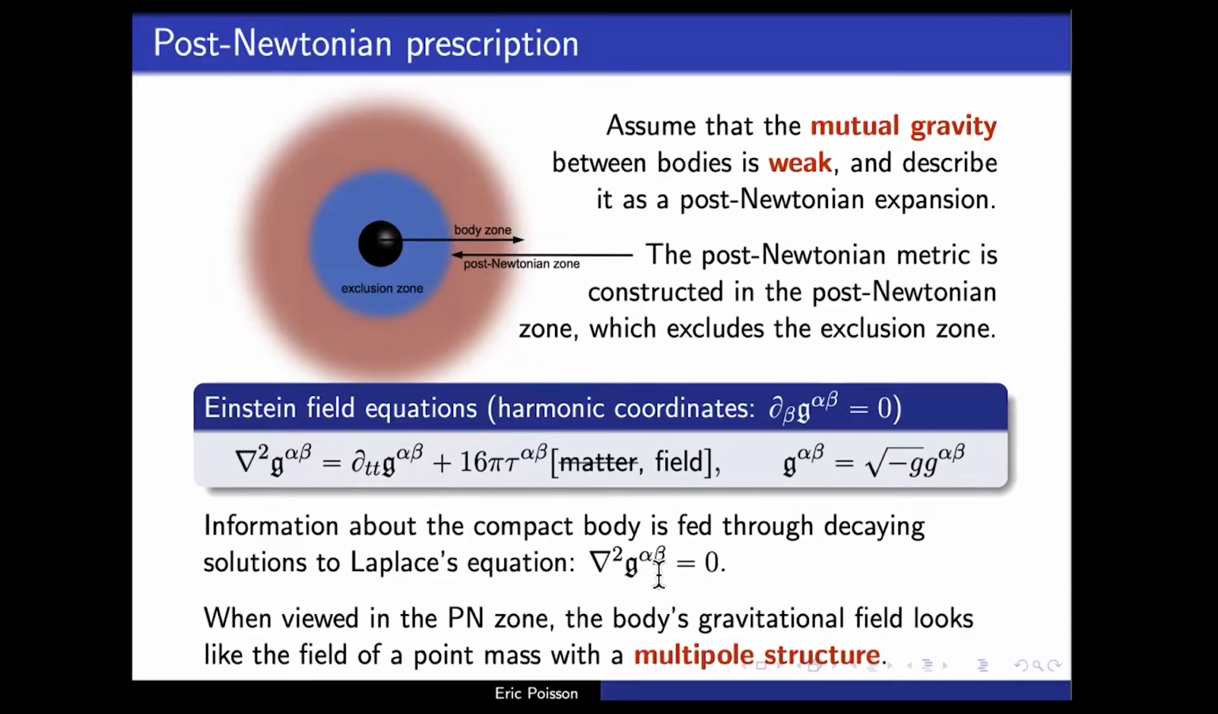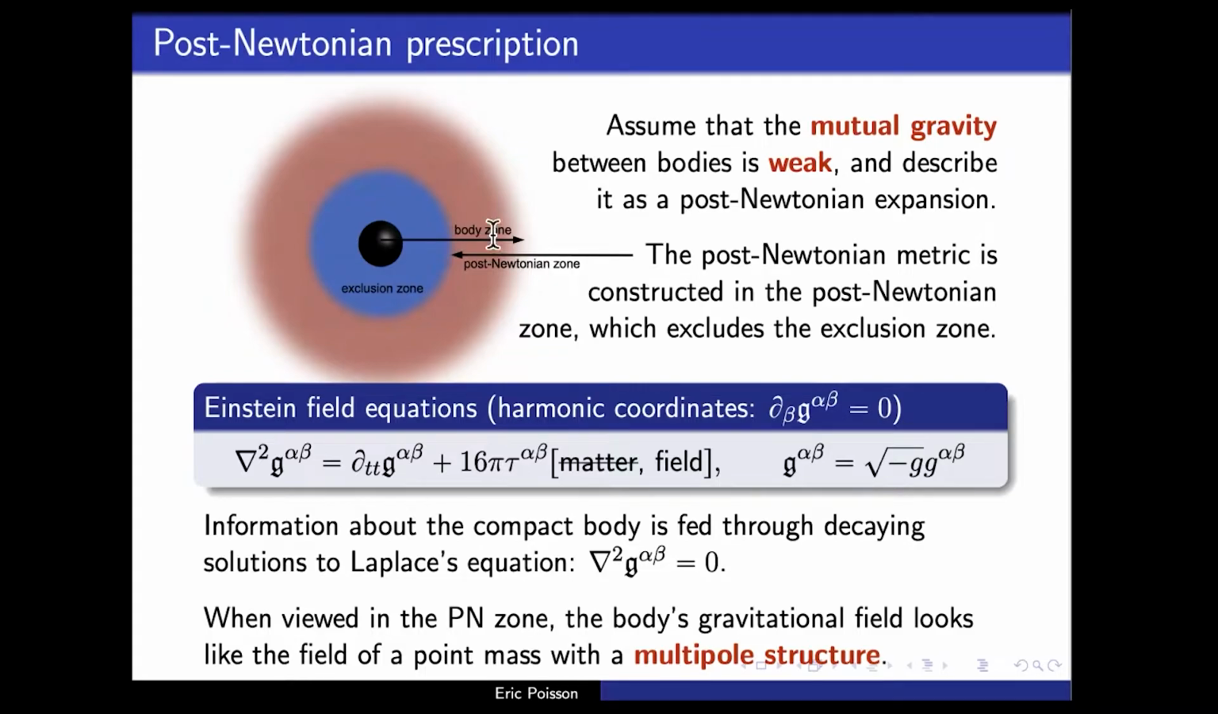And Laplace's equations, well, they will come with decaying solutions that will have a one-to-one correspondence with multipole moments. So that's how the multipole moments get defined in this context where we're working in the post-Newtonian regime for the mutual gravity. We solve the post-Newtonian equations outside of the exclusion zone, and we incorporate information about the exclusion zones through a succession of decaying solutions to Laplace's equation that come with multipole moments.